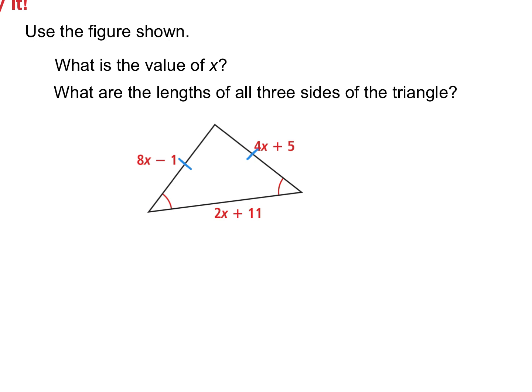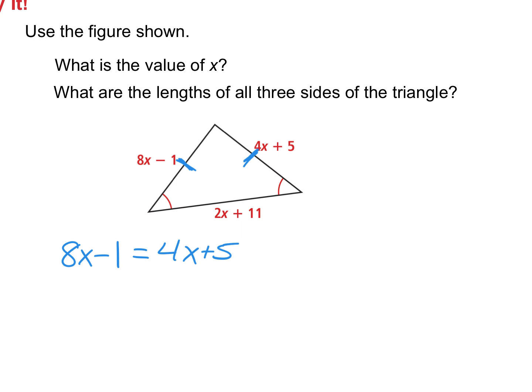Part A tells us it wants us to find the value of x. Ideas? They all equal 180. That would be if they were angles, but they gave us sides. You make them equal to each other. Which ones? 8x minus 1 and 4x plus 5. We know these two sides here are congruent, so we can set them equal to each other: 8x minus 1 equals 4x plus 5.